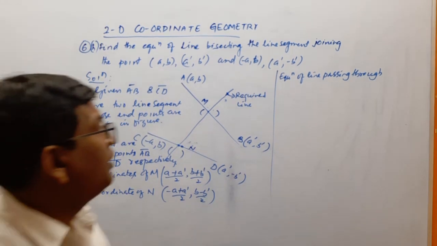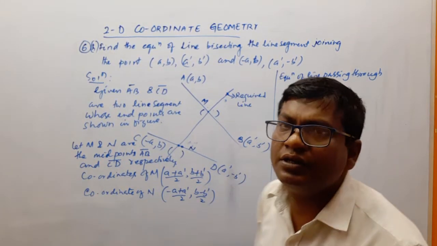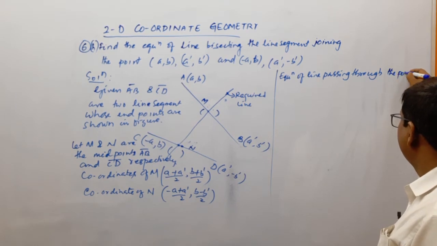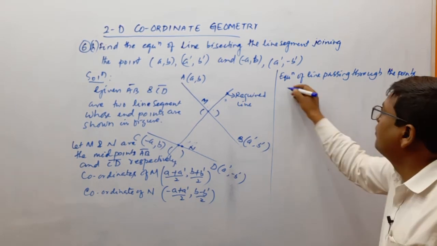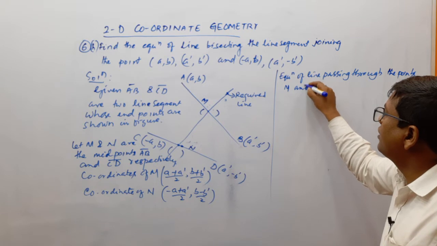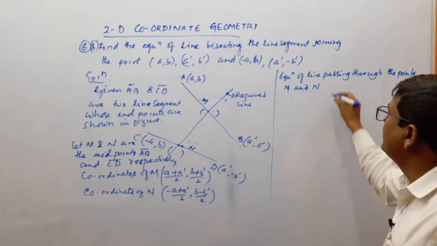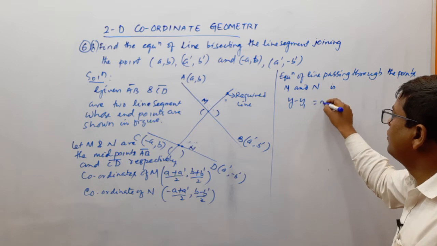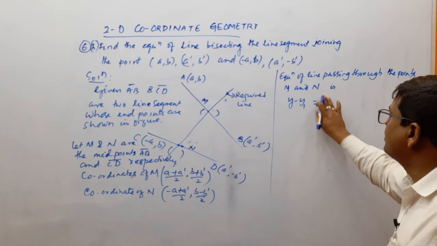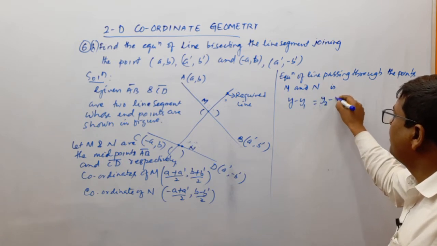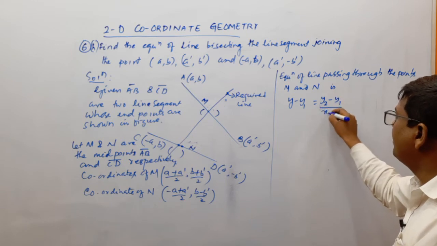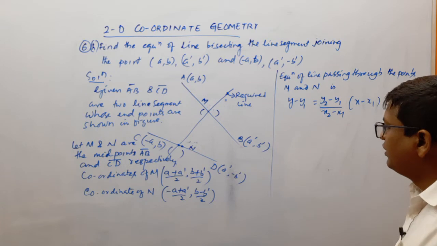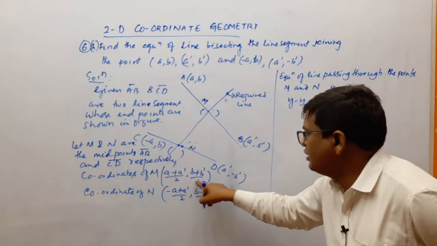Now the equation of the line passing through the points m and n is y minus y1 is equal to, by the two-point form, y2 minus y1 divided by x2 minus x1, into x minus x1. Here this is x1 and this is y1.